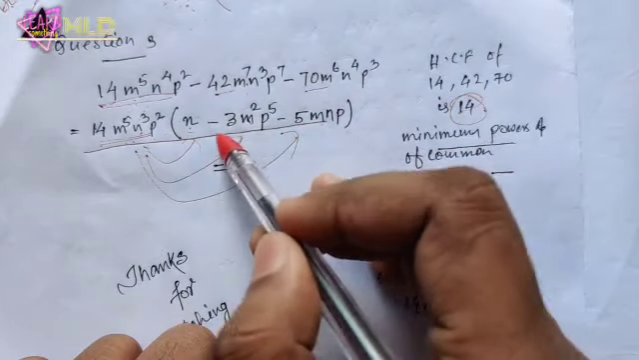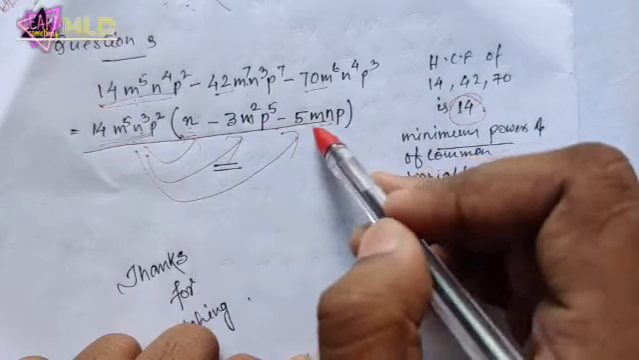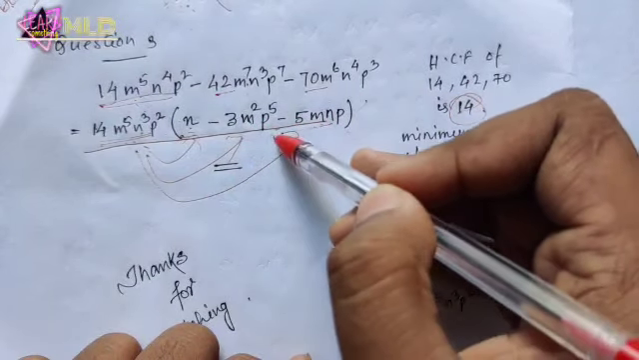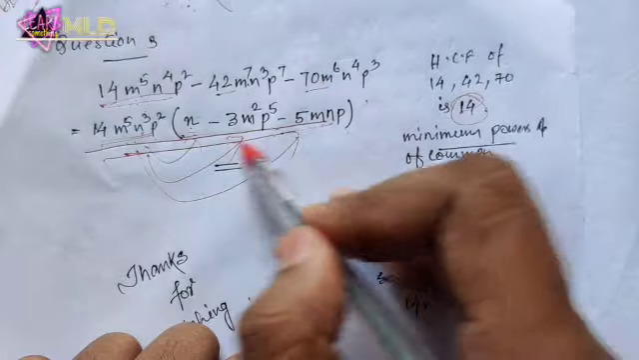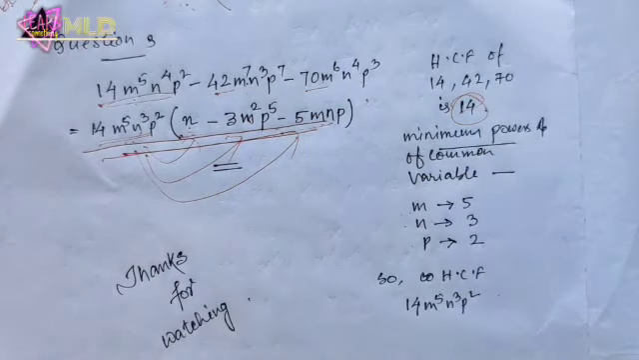Now inside, if you see this bracket, there is no more common term. Okay, there is no common term present here. Now this is called complete factorization. Okay, hope you have understood.